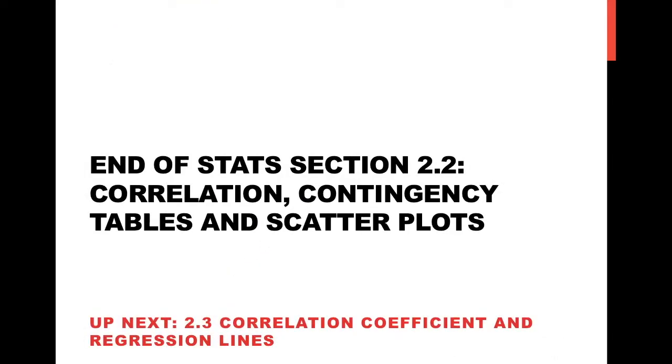So this is the end of your section on correlation, contingency tables, and scatter plots. Our last new thing that we're going to learn in stats is the correlation coefficient and regression lines.